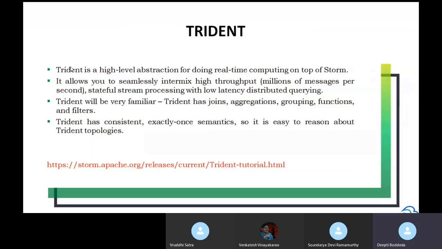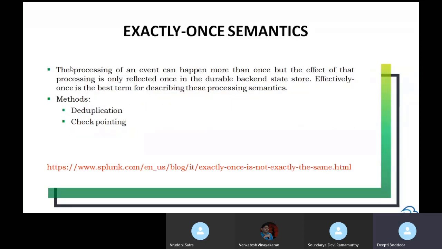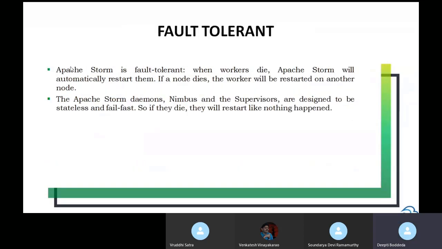Trident is a high-level abstraction for doing real-time computing on top of Storm, and it has exactly-once semantics, and it has low-latency distributed querying. And how does it do this? Exactly once doesn't mean that a tuple is processed exactly once. It means that it is effectively reflected only once. There are various methods, deduplication, checkpointing, for doing exactly-once semantics that you can see in the link if you want to know more about it.